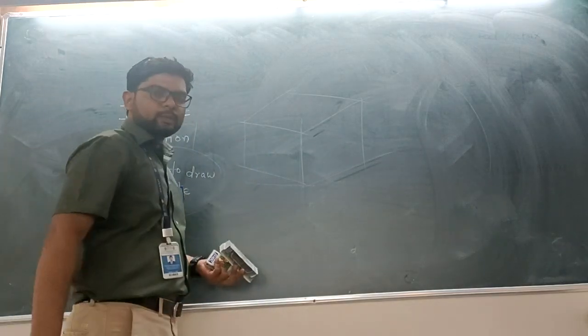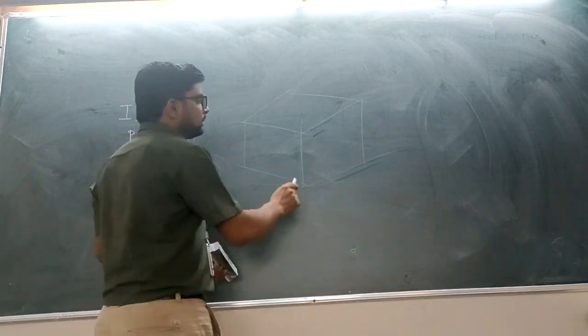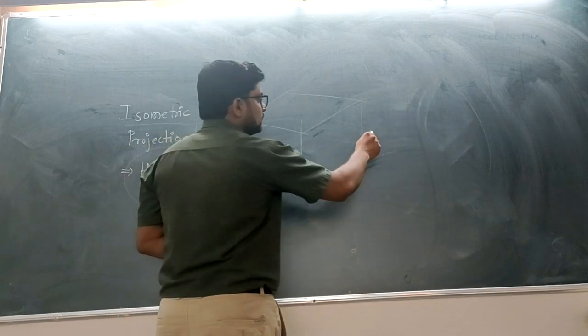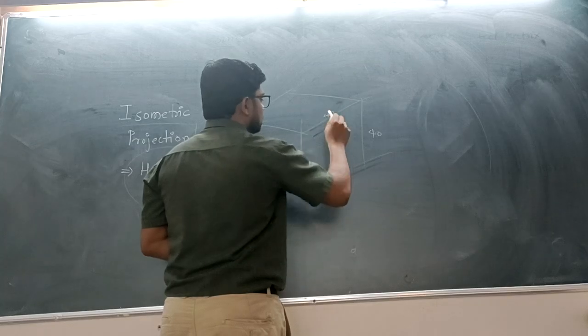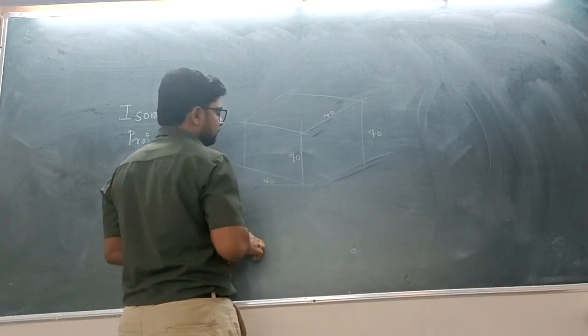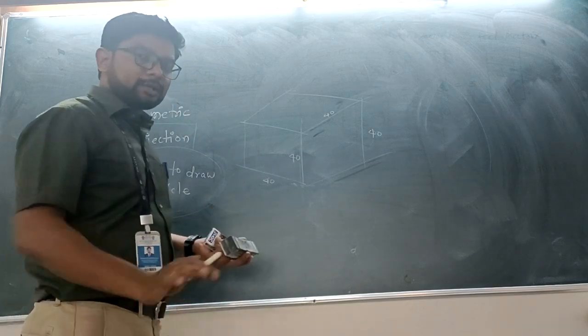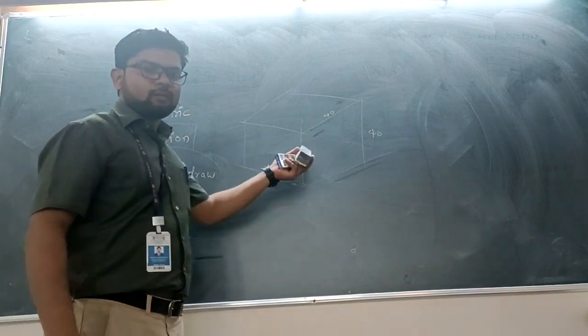Consider this is one cube, right? This cube has a size of 40 mm. This is also 40 mm, 40 mm length. Okay, this is also 40 mm. So here, we will draw a circle whose sides are 40 mm.